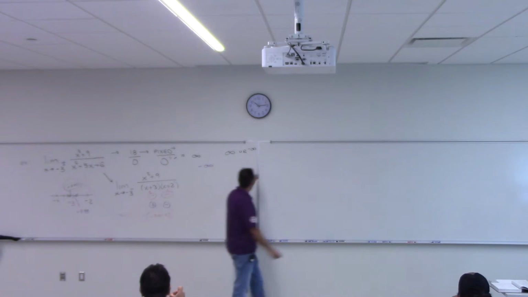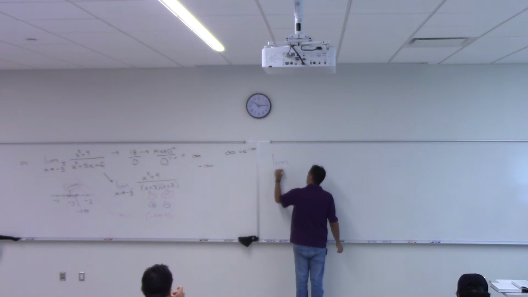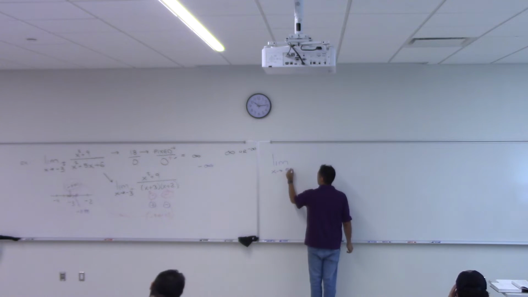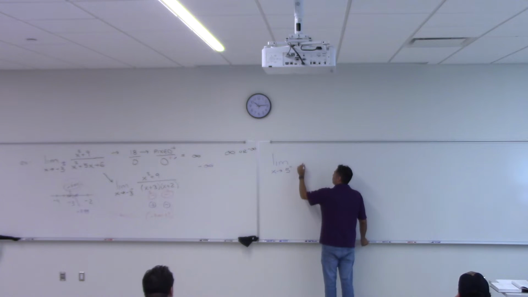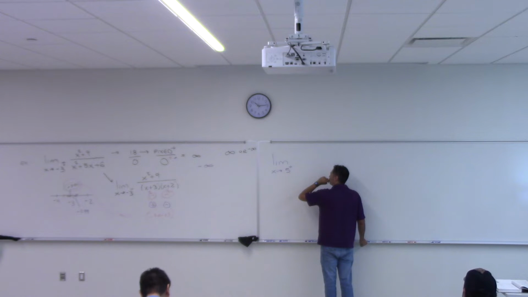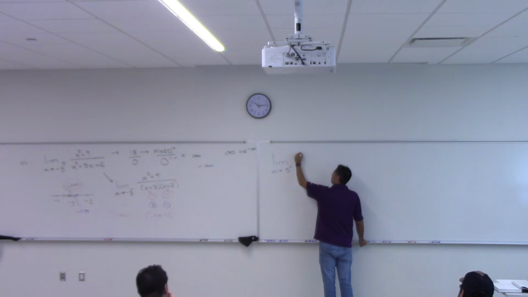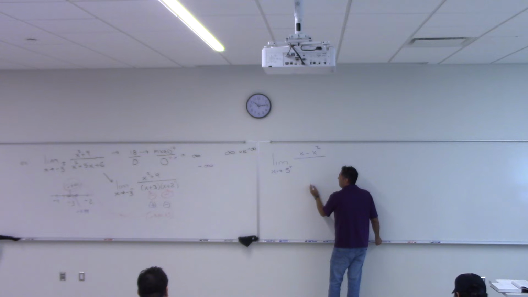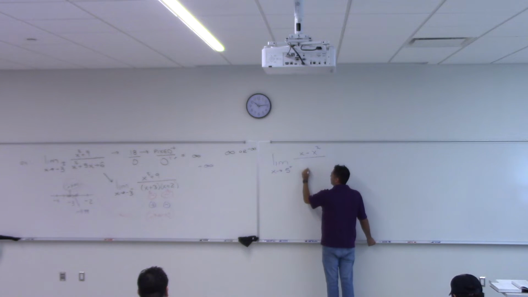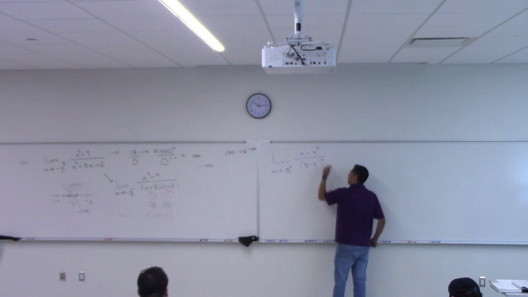Let's do another one. Limit, let's go x goes to 5. Let's come in from the right side of this. And let's do x minus x squared over, and down here let's do 5 minus x squared.